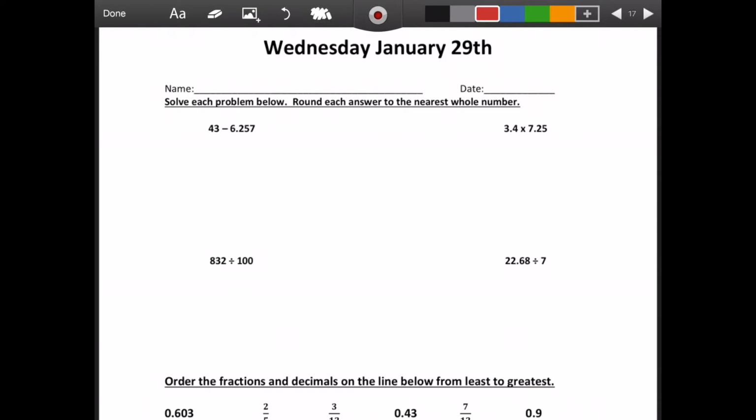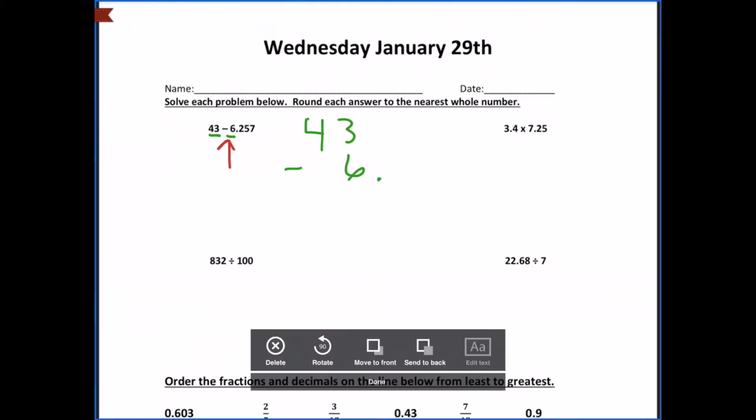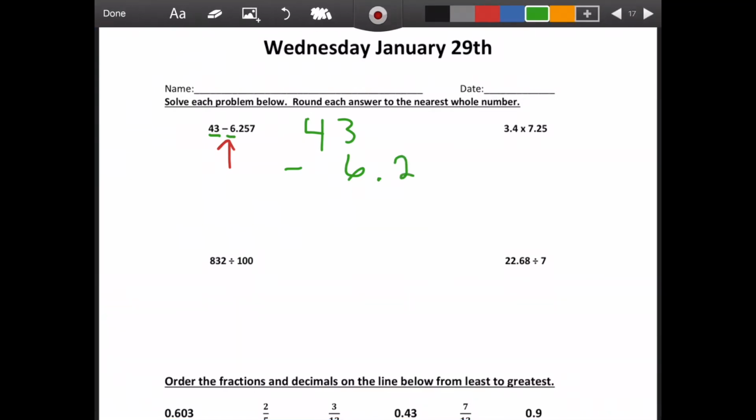So the first question I see here, I noticed that we have subtraction. When we're subtracting two decimal numbers, what I really want you to focus on is the whole numbers. Now notice my whole number in the first number is 43. I'm going to write down 43, and I'm going to subtract away the whole number in the second one, which is 6. It's easier to start with the whole numbers when you're subtracting decimal numbers, because then in the end, I can just go back and add in those decimals.